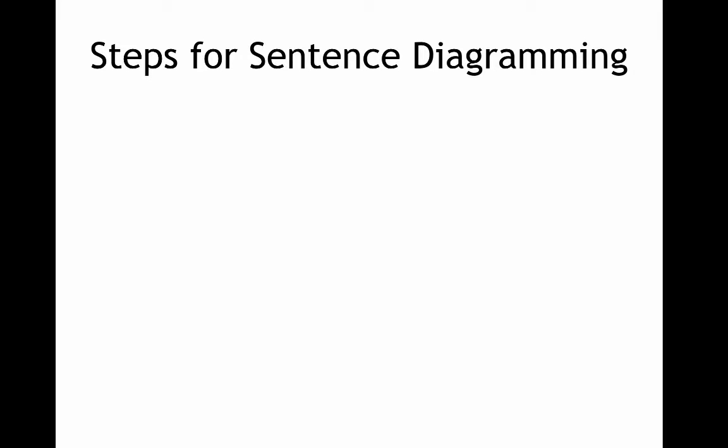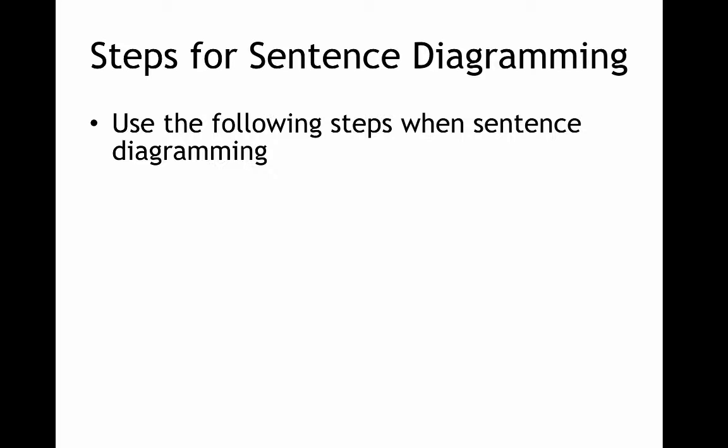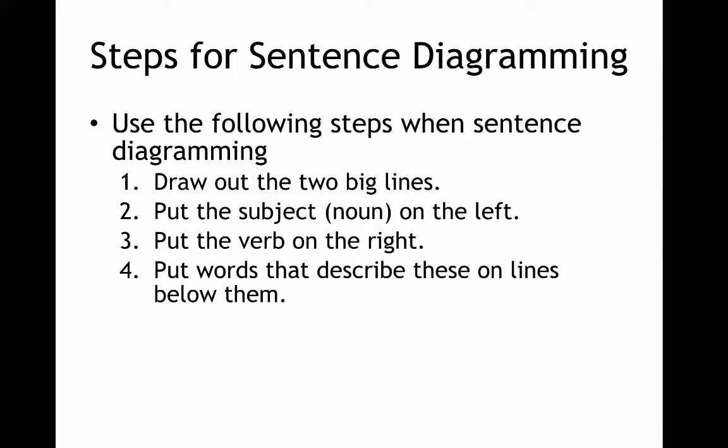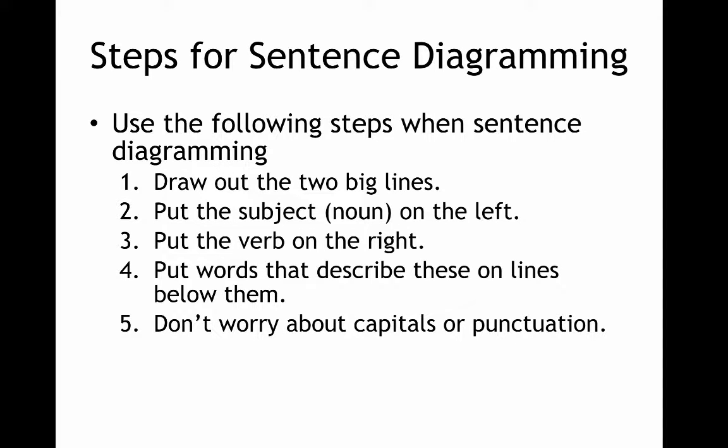All right, ladies and gentlemen, today we're going to talk about diagramming direct objects. So before we do that, let's just go ahead and go over the steps for sentence diagramming again. First, obviously, you want to draw out your two big lines, your horizontal line and your vertical line. Then you put the subject on the left, the verb goes on the right. You want to put any words that describe those, adjectives and adverbs, below those two words, your subject and your predicate. And then finally, don't worry about capitals or punctuation in your sentence diagrams.